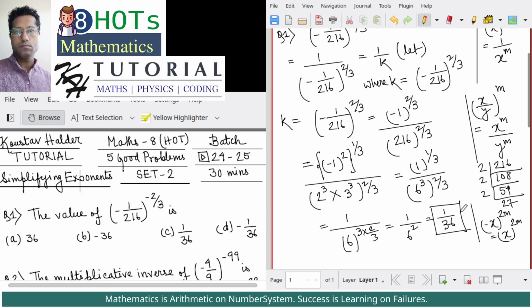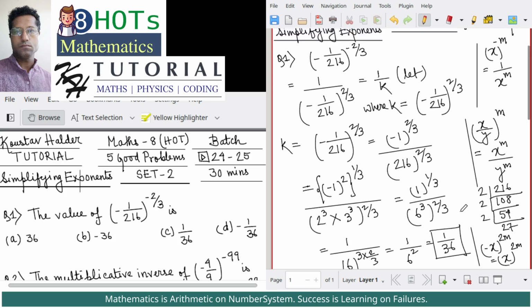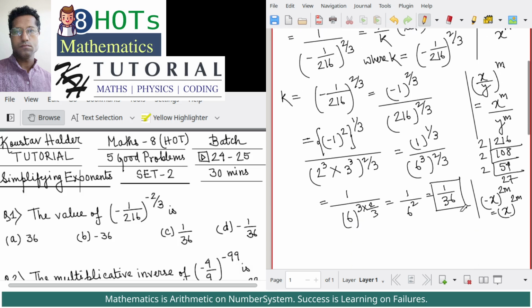So as you can see, I have applied the basic laws of exponents step by step, slowly. Of course, you need to be very clear that in an exponential term, if the base is some negative number and the power is some even integer, irrespective of whether the even integer is negative or positive, the final number will be positive. That is, if it is (-x) raised to the power of some even integer, then it will be equal to x raised to the power of that even integer.